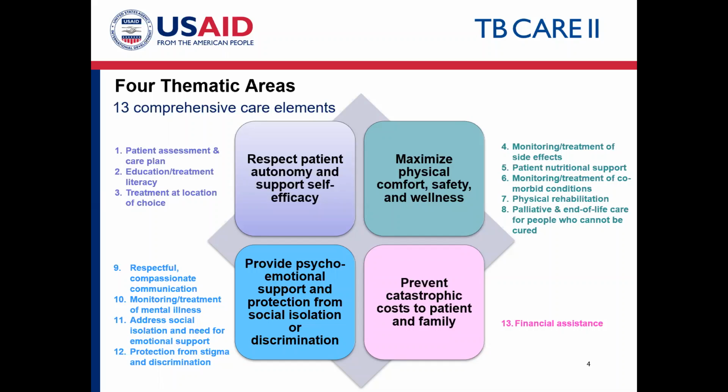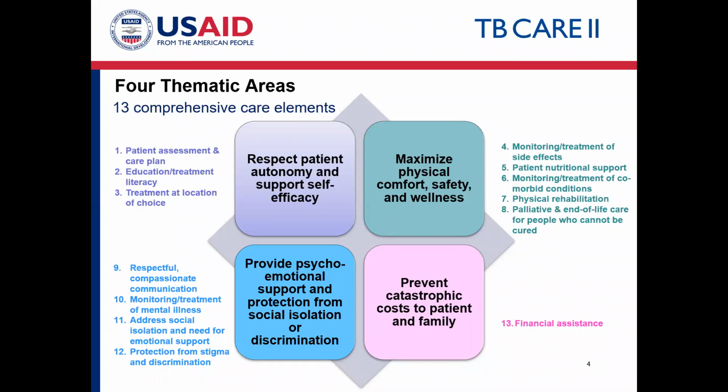Education and treatment literacy, and then treatment at location of choice, whatever is feasible within the constraints of the health system. Then under physical comfort and safety, we have the monitoring and treatment of side effects, nutritional support for the patient himself or herself to make sure that they're responding well to treatment, monitoring and treatment of comorbid conditions like HIV or diabetes or other things that might interfere with their cure, physical rehabilitation after cure in the case of people who have experienced side effects that are lasting, like hearing loss, and then providing palliative and end-of-life care for people who cannot be cured.